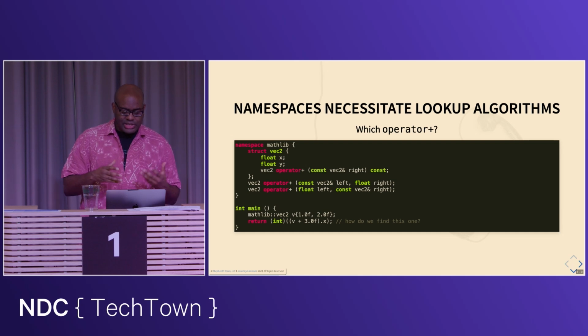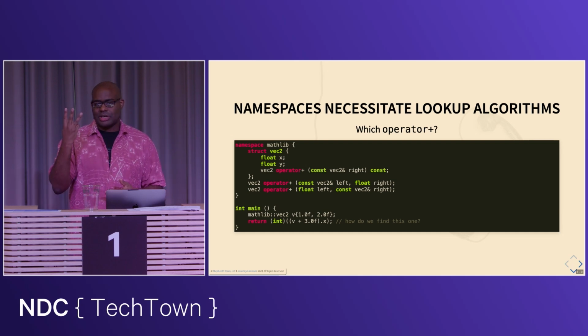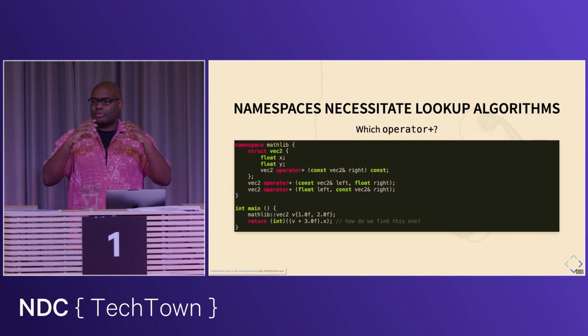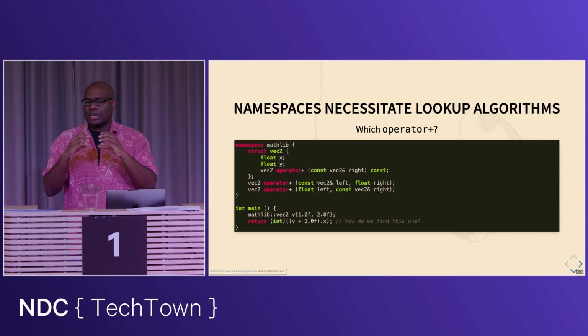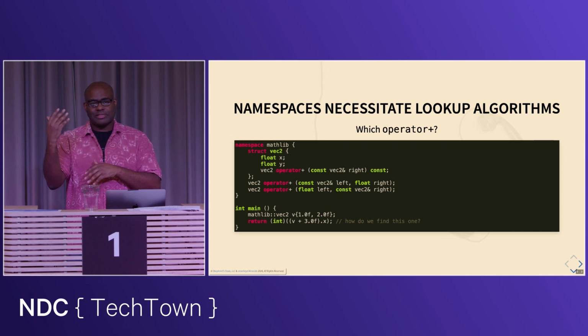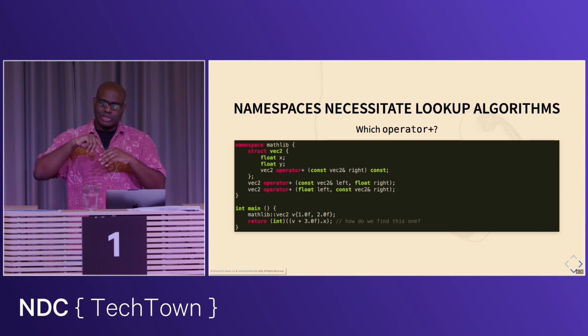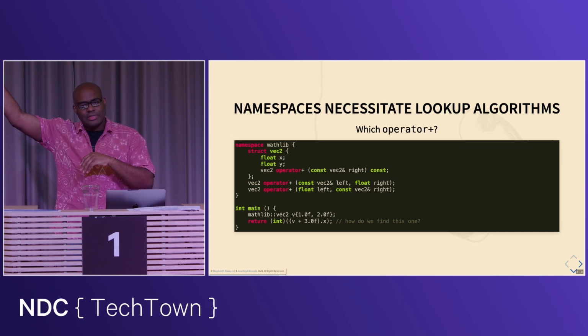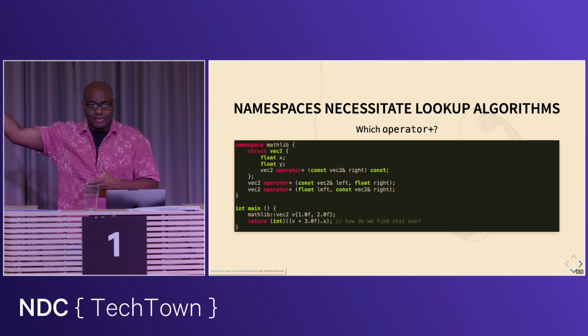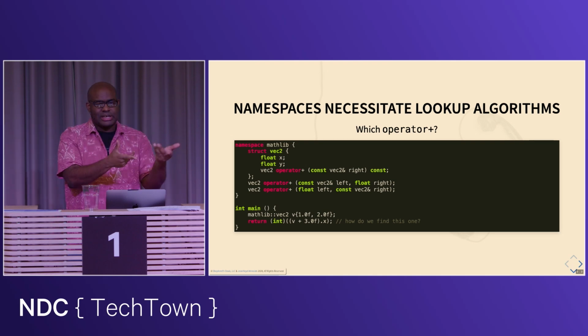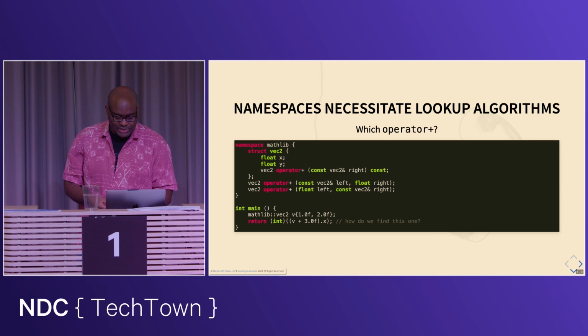And so the question is, how do we find the function, right? There's 3 operator pluses here, and so we need to actually find the one, right? We're actually operating at the global namespace, right? We're operating inside function main, which exists in the global namespace. That's not in mathlib. So how does it know to actually go off and find that plus inside mathlib, right? How does it know that it has to get to that place?